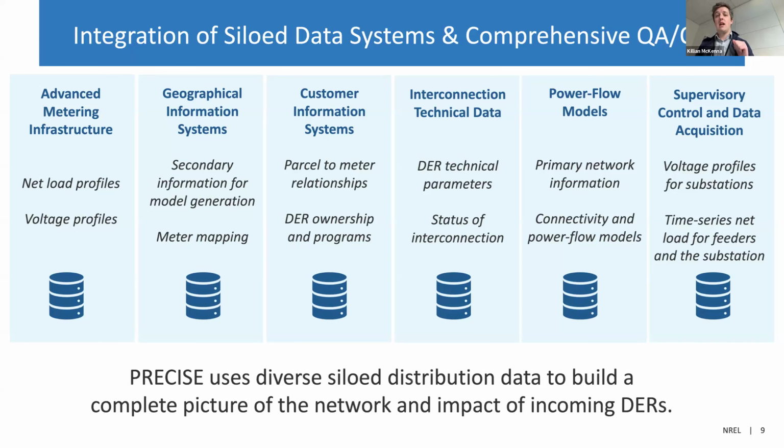So we're using AMI to create net load profiles. We're using GIS to get secondary information and meter mapping. We're using CIS to look at the relationship between building parcels and meters, and DER ownership and what programs they're on. We're using interconnection technical data to bring in tilt, azimuth, panel size, inverter capacity, and the status of the interconnection. We use power flow models to stitch the primary and the secondary together. So we're doing power flow down to the meter.